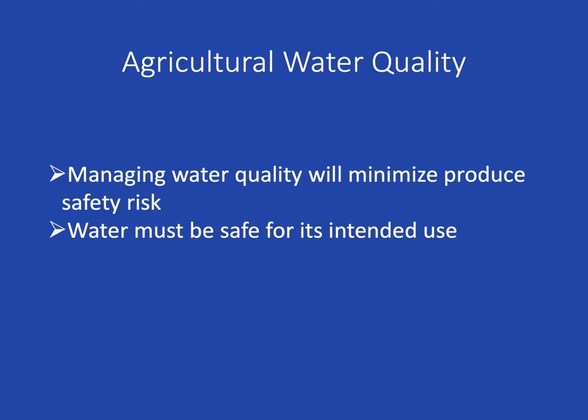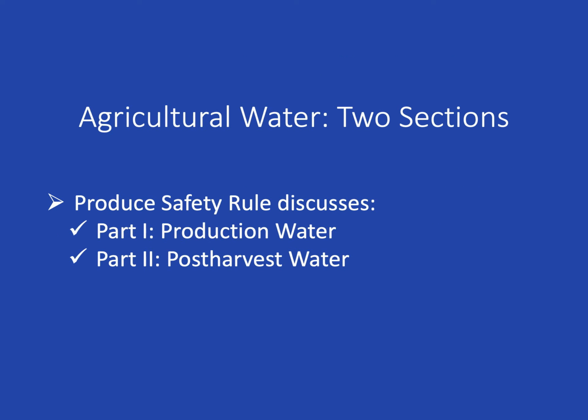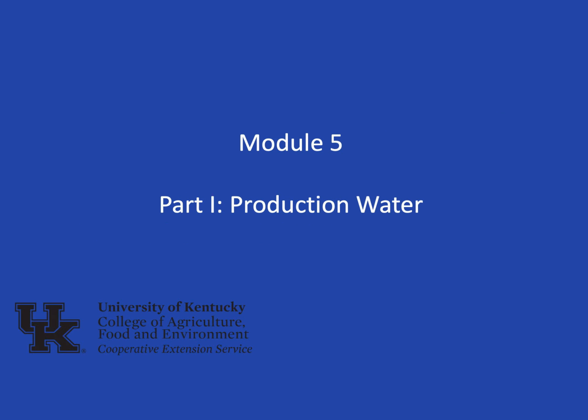Water is essential to the farming operation. Therefore, understanding how to manage water quality and its proper use on the farm is critical to reducing produce safety risk during the production of fruits and vegetables. Because there are so many different farming activities that use water, the Produce Safety Rule discusses water in two different contexts: production water and post-harvest water. This training module will only cover production water, and the following training module will only cover post-harvest water.